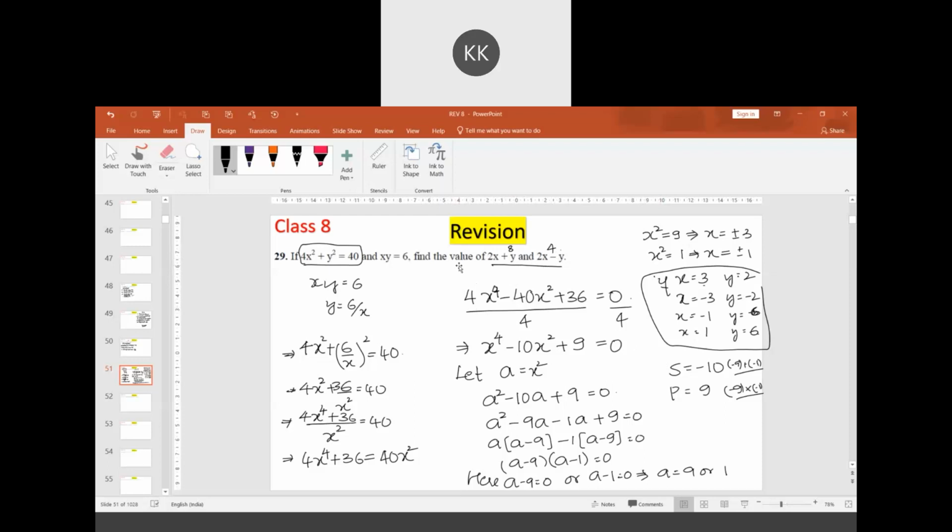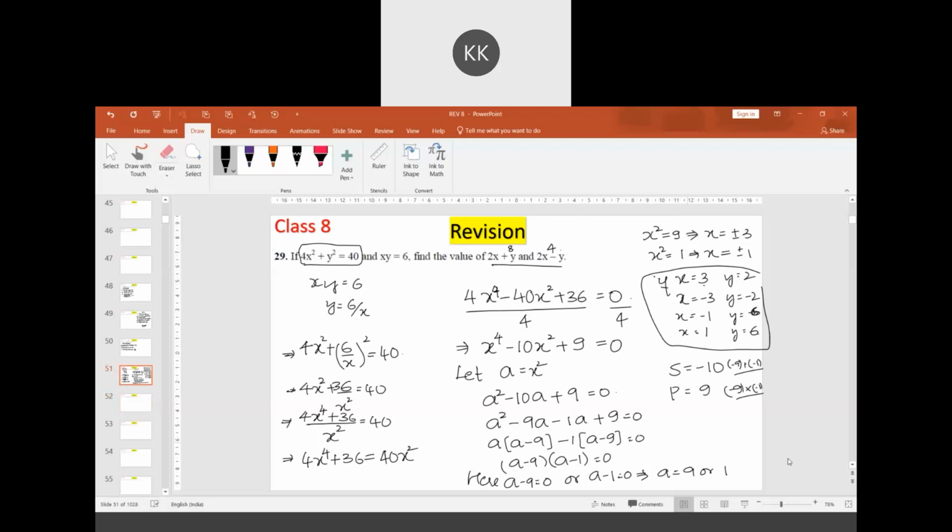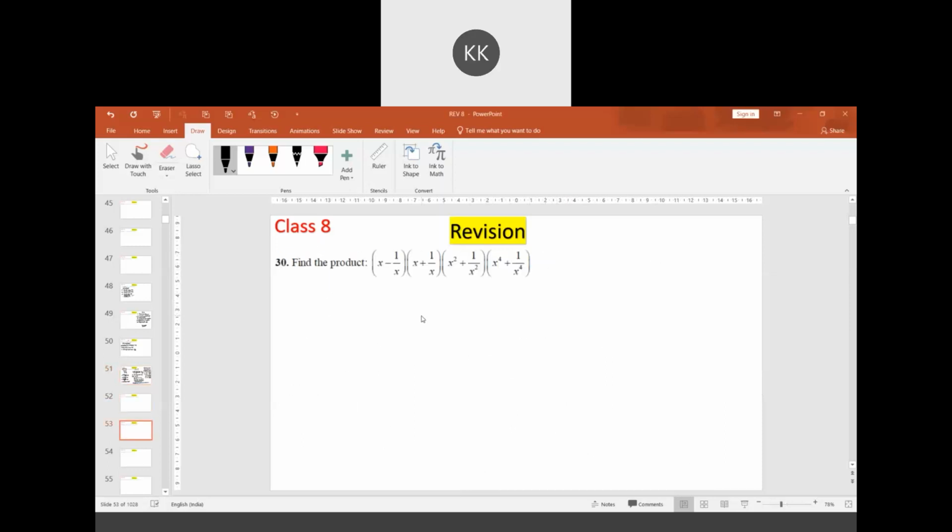We shall think later. According to me, the answer which is there here, it's not having any problem. 8 and 4 or minus 8 and minus 4 could be the answer. I will also think, you also keep thinking.